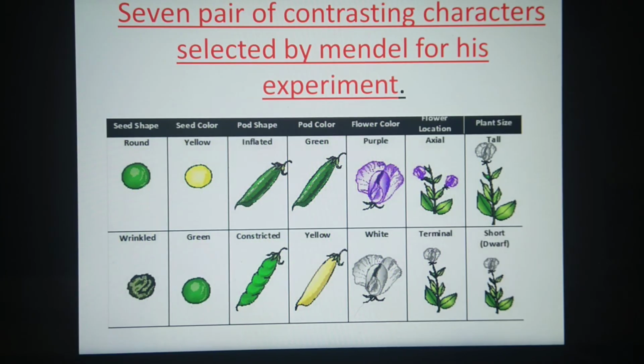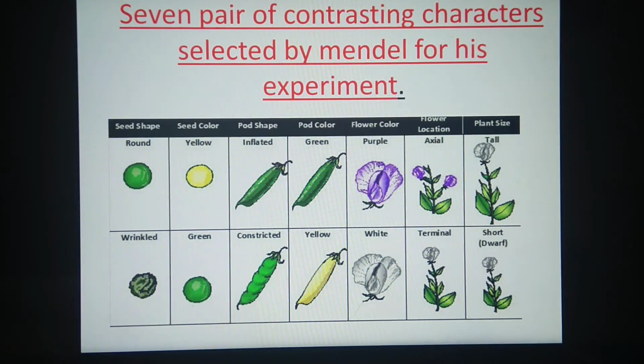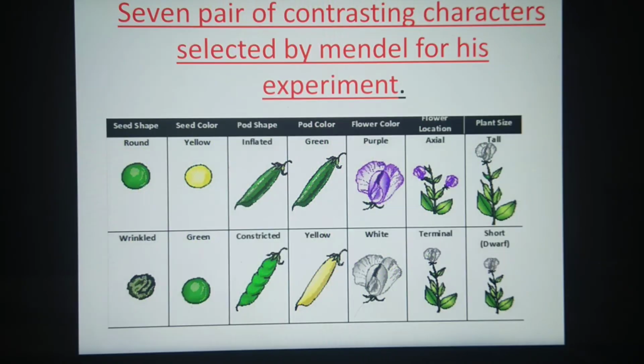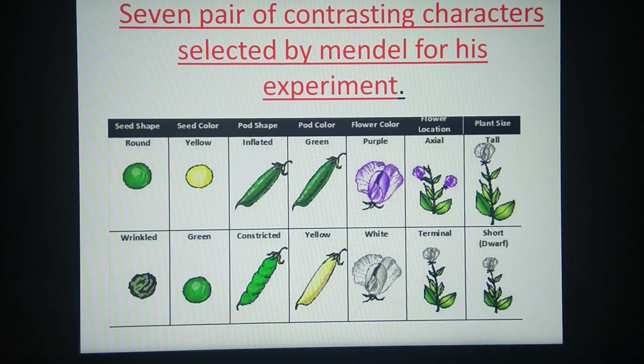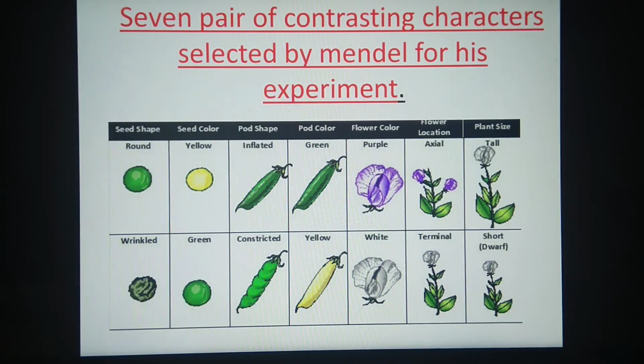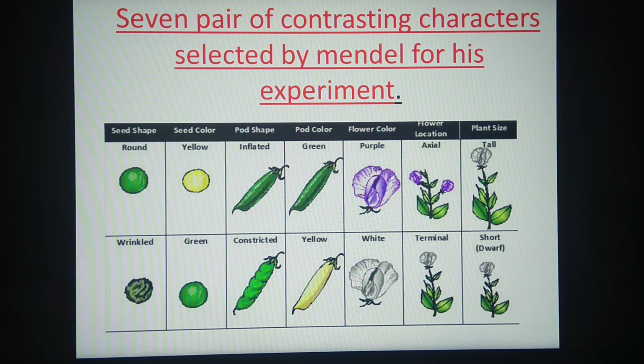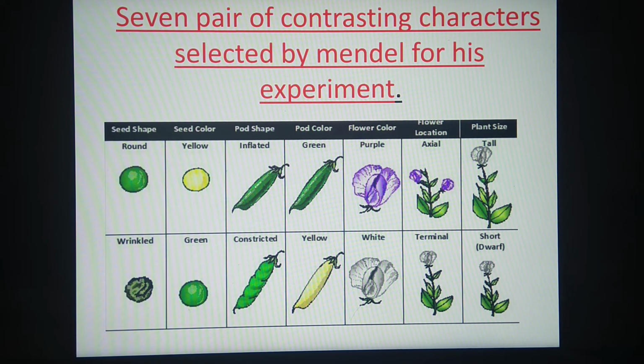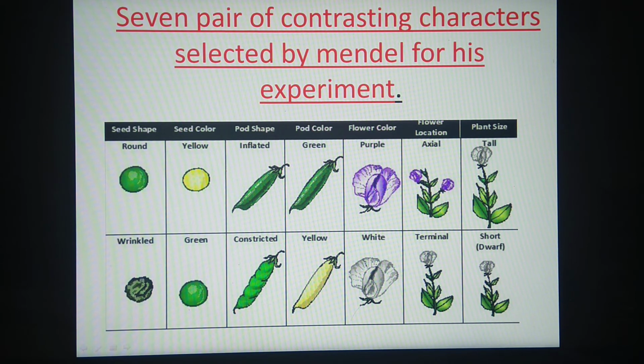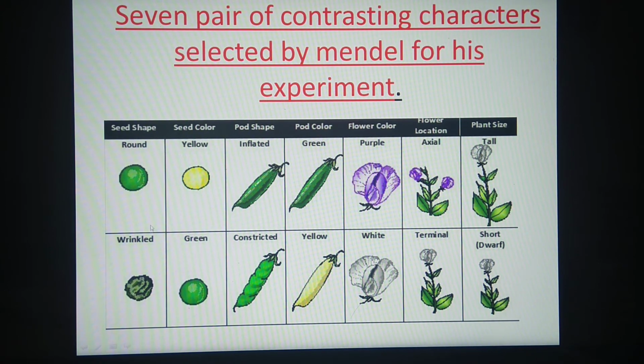Of these 7 pairs of characters, the first one is seed shape. You can see in the diagram 2 types of seed shape are there. First one is round and the other one is wrinkled. In this round and wrinkled shape of the seed, round is a dominant character. This round one is dominant and wrinkled is recessive.